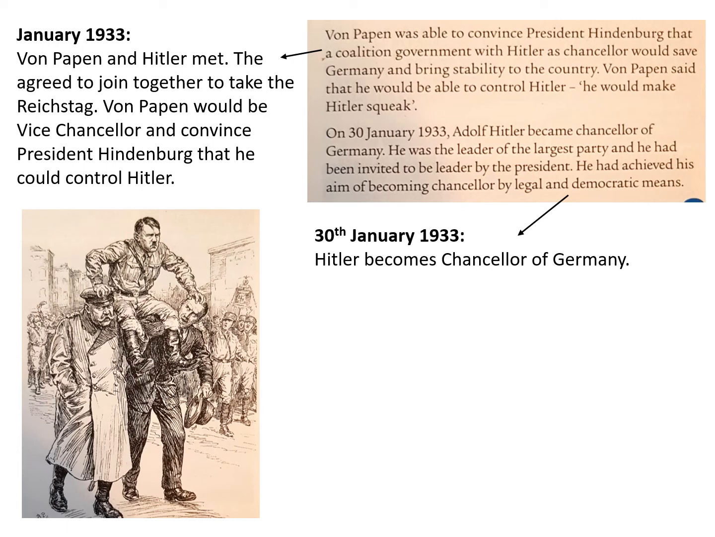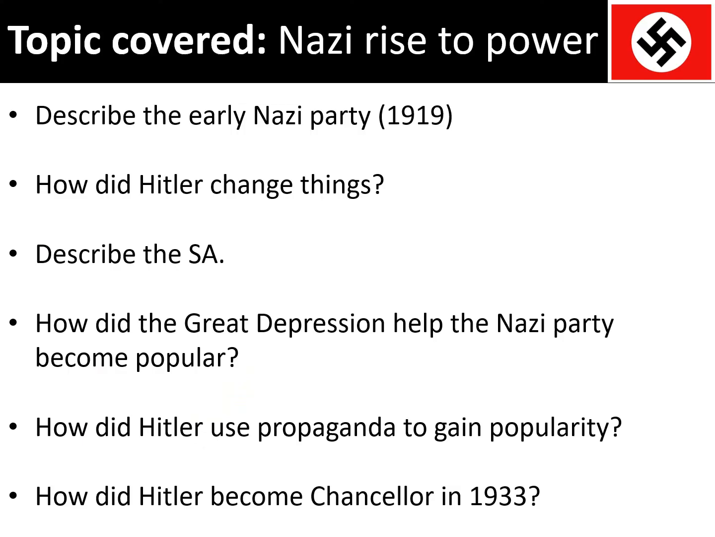Okay, so that's the timeline all done. What I'd like you to do now is to go to the very first page, so the cover of your Germany Hitler's Rise to Power booklet. And I'd like you to fill in the questions, please, that are on the very front cover. So describe the early Nazi Party, tell me how Hitler changed the Nazi Party early on, who were the SA, how did the Great Depression help the Nazi Party become popular, how did Hitler use propaganda, and how did Hitler become Chancellor. So pause this clip here so that you can fill those in, and then I'll go through the answers with you afterwards.